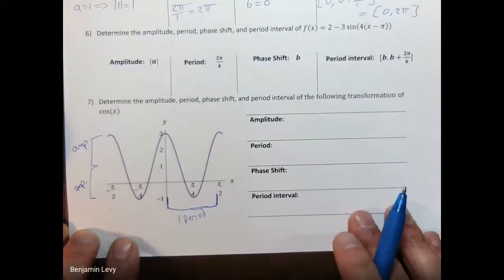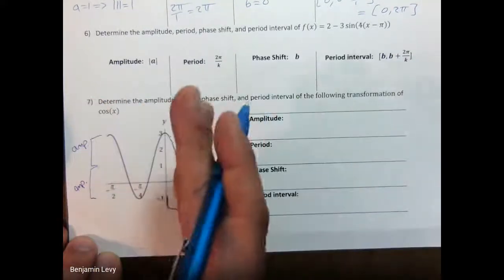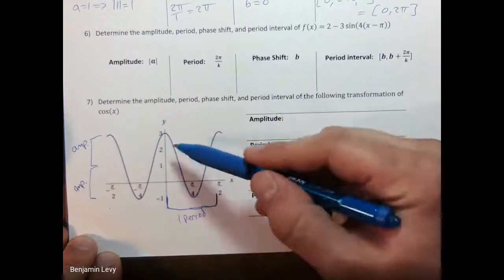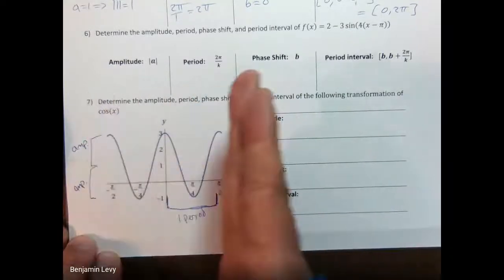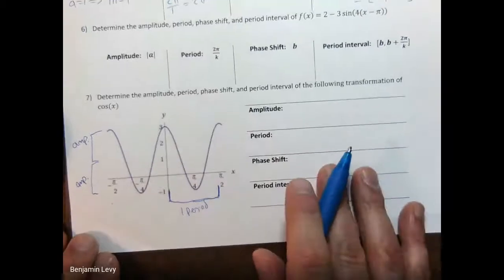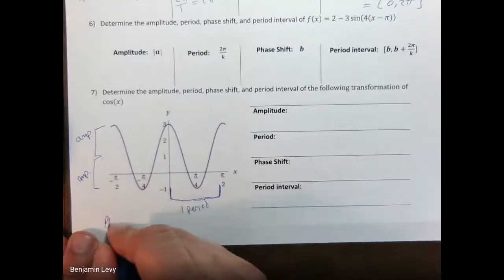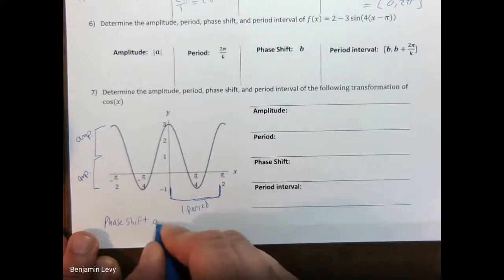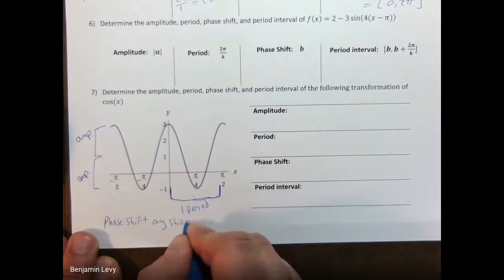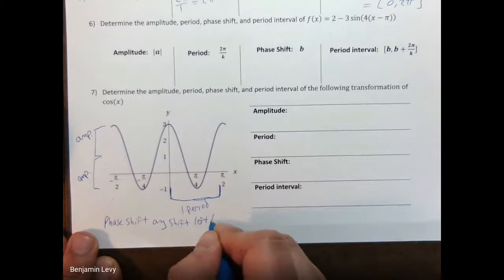And then any phase shift would be any shift in the graph. So this kind of looks like a cosine graph to me because it's got the bowl shape and it starts right there. And so we want to think about, did it shift left or right at all? And so when we think about the phase shift, is any shift left or right?